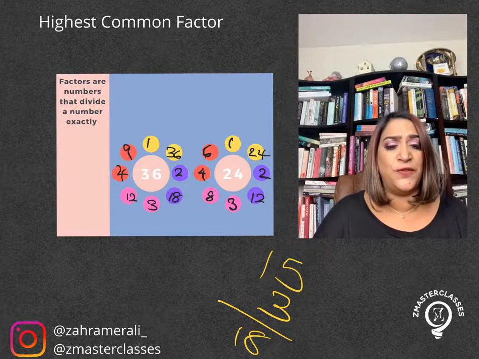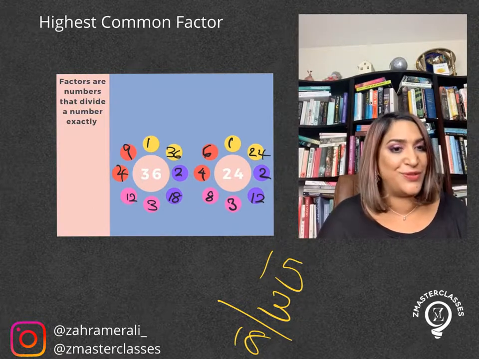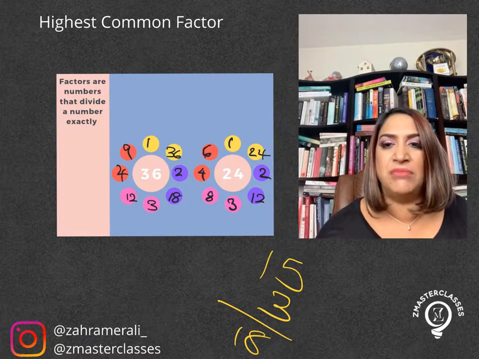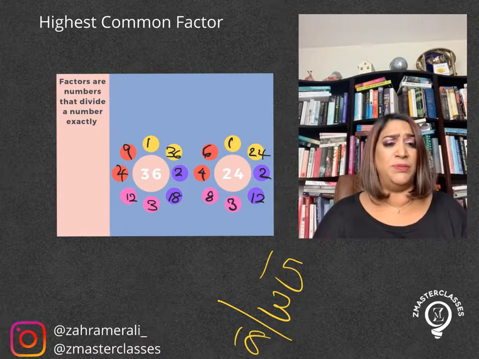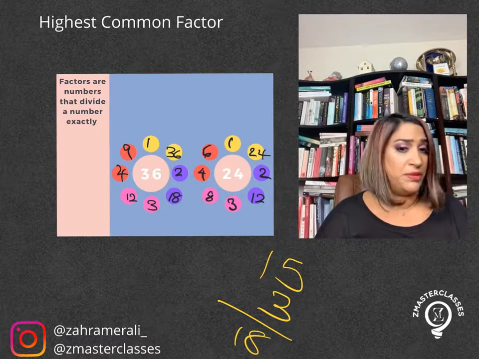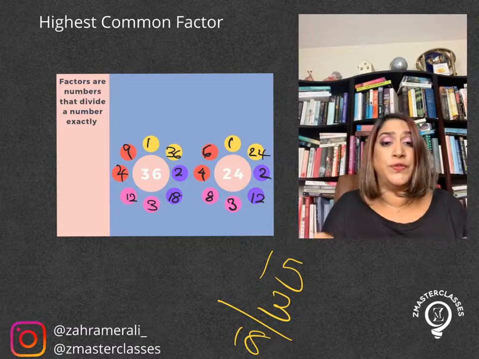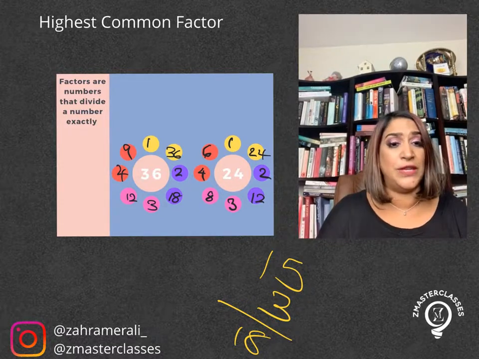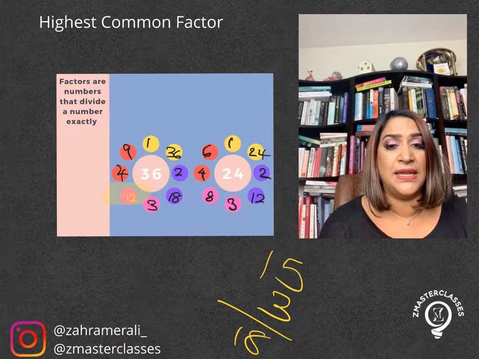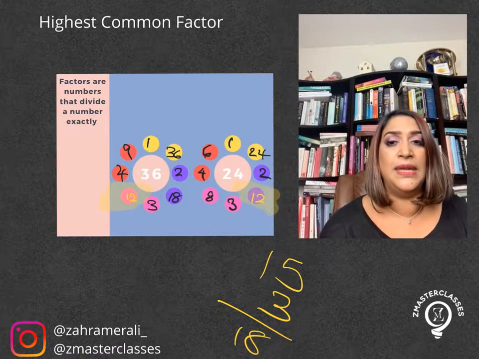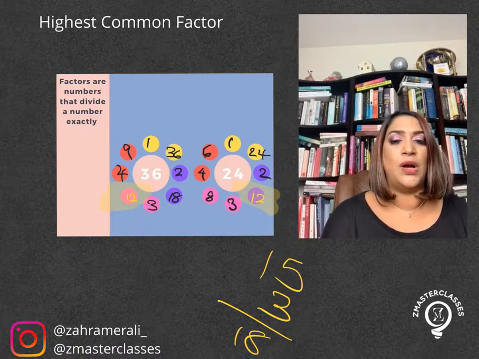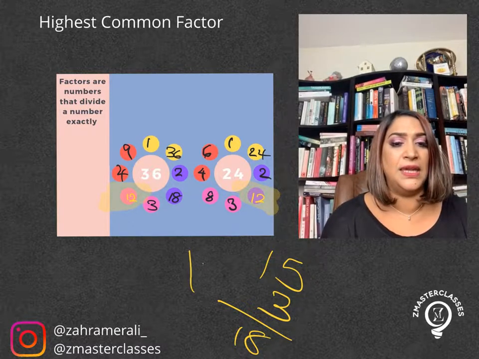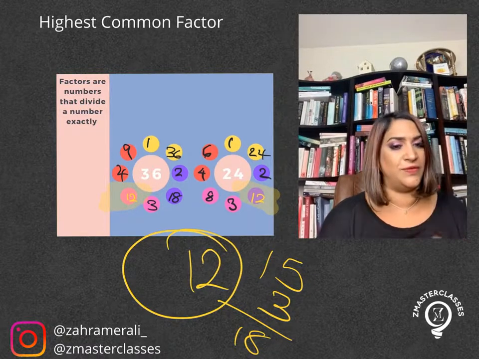So now we're looking for the highest common factor. So that means we want the biggest one, highest, common, something that's in both of them. So if we have a look, there's numbers in both of them, and hopefully it's very clear to see that the biggest number in both of them is 12. So our highest common factor is 12.